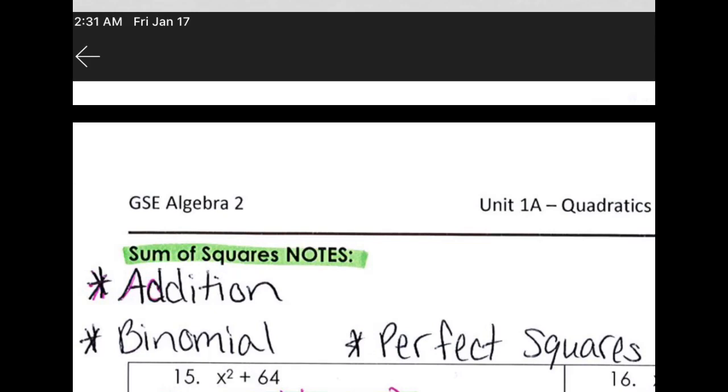All right, so look on your notes where it says sum of squares, and jot this down right here. Okay, so pause the video, jot that down, and we'll come back and we'll show you how to do the sum of two squares.